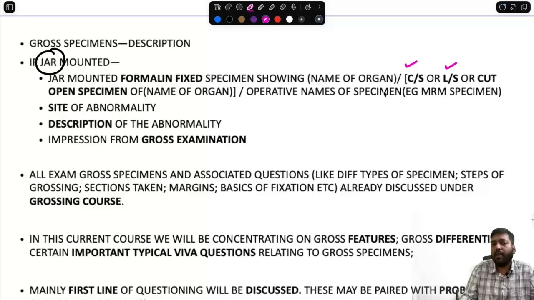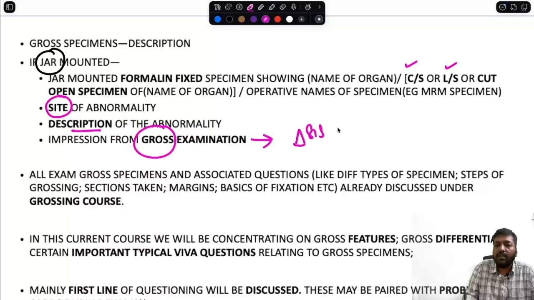Or even, for example, operative names of specimens, like if the breast is there, an MRM specimen is there. Okay, then you have to point out if any abnormality is there, what is the site of the abnormality, describe that abnormality, how it looks, and you have to give an impression of your own. From the gross examination, you have to give a diagnosis.